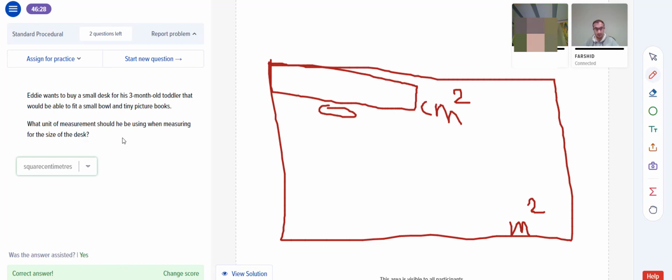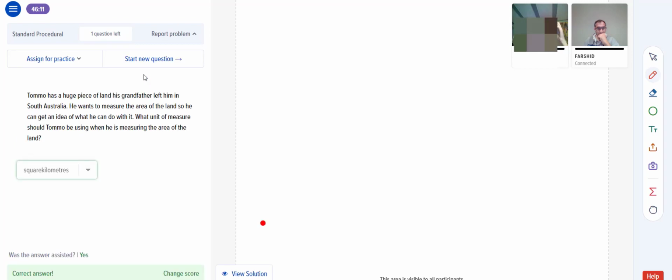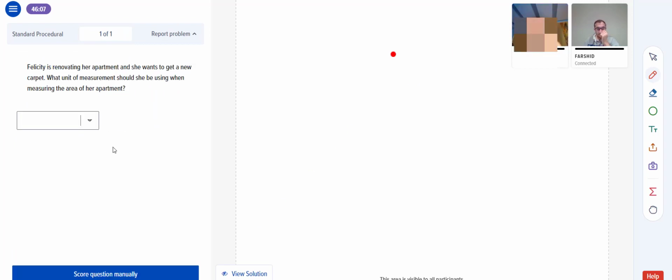Okay, next one. Tom has a huge piece of land his grandfather lent him in South Australia. He wants to measure the areas of the land so he can get an idea of... Yeah, okay, that's kilometers. Yeah, thank you. You're welcome.